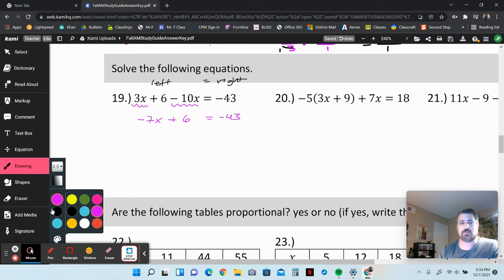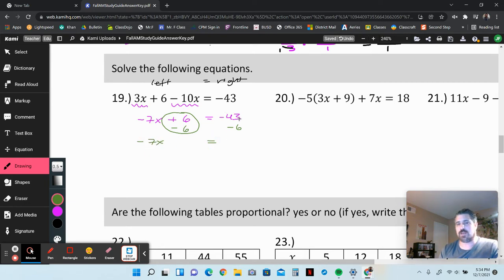So how do you get rid of this plus 6? You're supposed to add negative 6 to both sides, or take away 6 from both sides. You get a zero pair on the left, and you end up with negative 7x on its own. And on the right-hand side, you get negative 43 plus negative 6, which is negative 49.